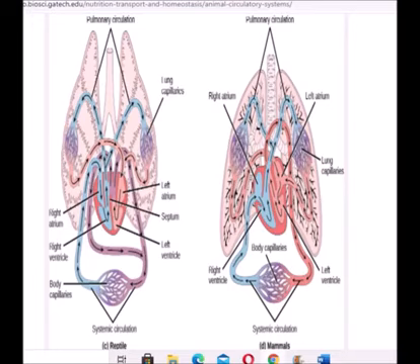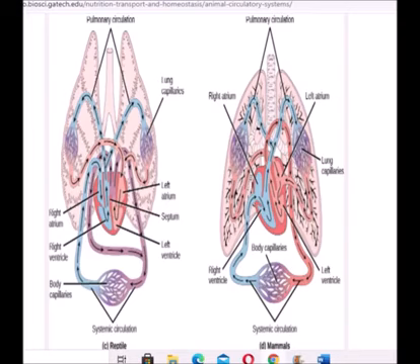In the reptile also, we have the lung capillaries, we have the left atrium, we have the septum, you have the left ventricle, you have the right ventricle, you have the right atrium, you have the body capillaries, and then we have the systemic circulation also. Lower down we have the systemic circulation. Upper up you have the pulmonary circulation.